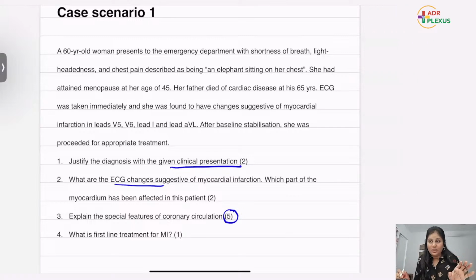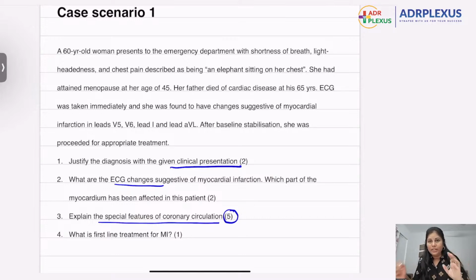The core physiology carries the most marks. Students, I advise you, even if you are not decoding the case scenario and not coming to the diagnosis, don't worry at all. The maximum marks is only for the core physiology. Don't get panicked because it is a case scenario, thinking I'm not able to make the diagnosis and my entire essay will be wrong. Don't get panicked by that.